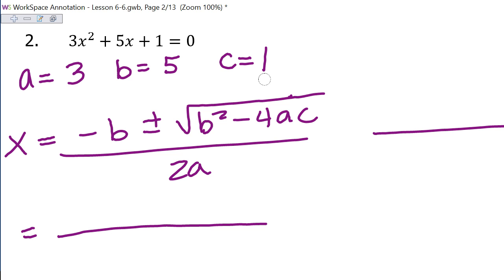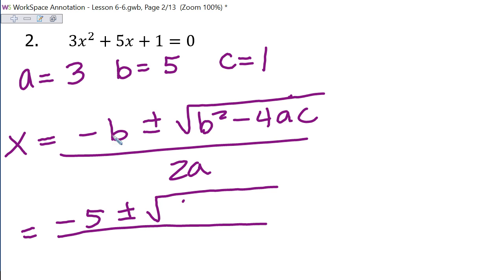What does negative B mean? That means the opposite of B. So if B is positive 5, what's the opposite of positive 5? So negative 5 plus or minus the square root. What do I put for regular B? 5, so this would be 5 squared minus 4.